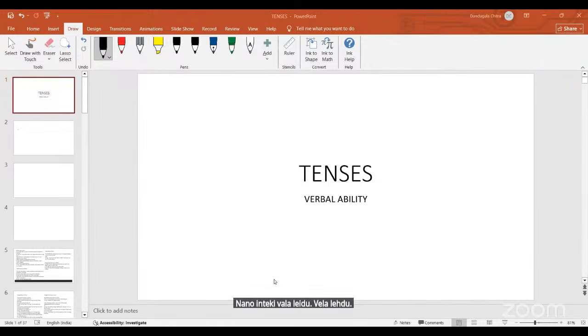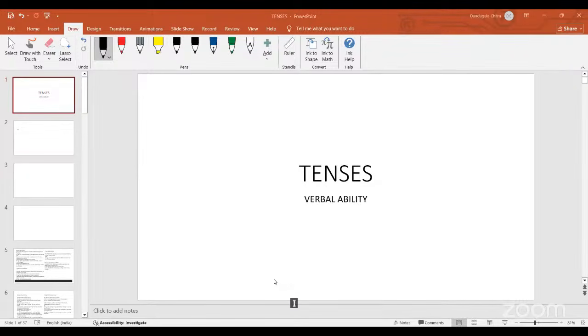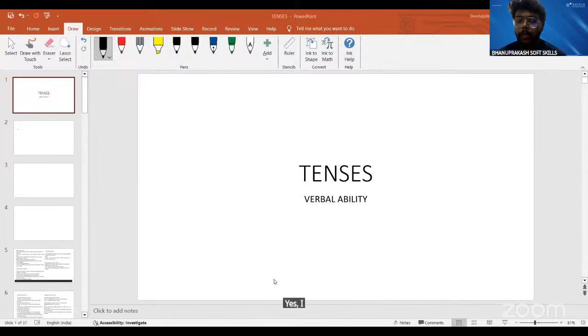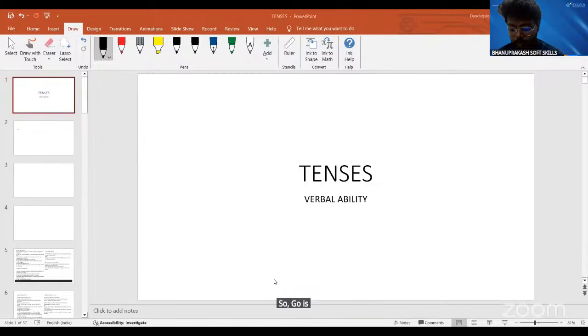I didn't go to home. Yes, "I didn't go to home" is the right one. Why? Because didn't is already past. If you use went, what will happen? Went is used without any helping verb, but here didn't is already a helping verb. We discussed it, right? So go is the right option.